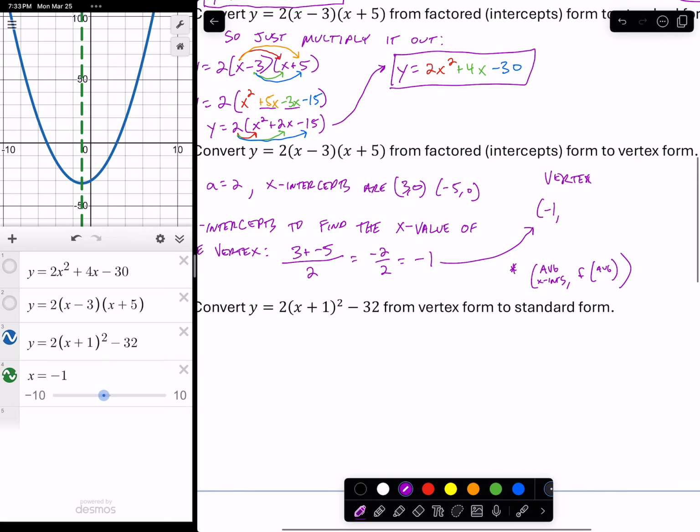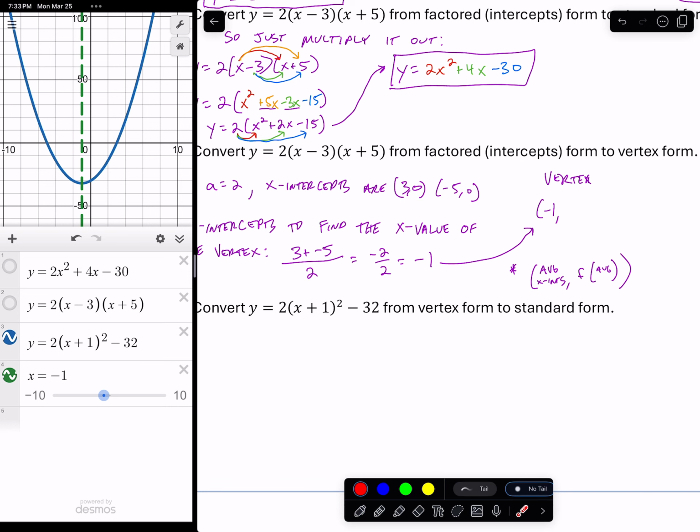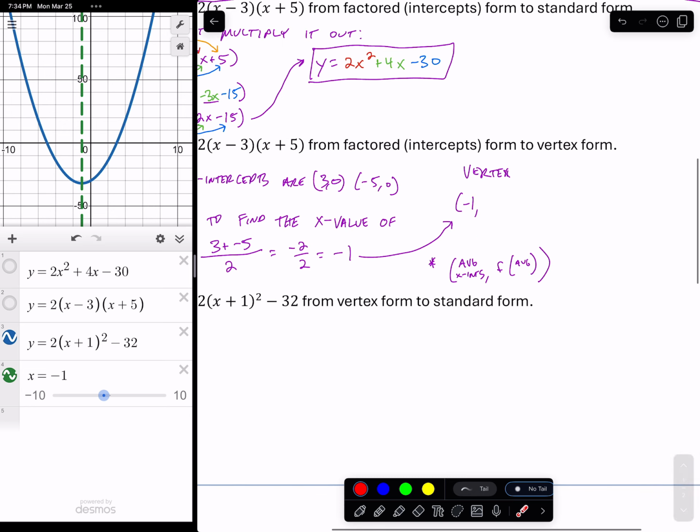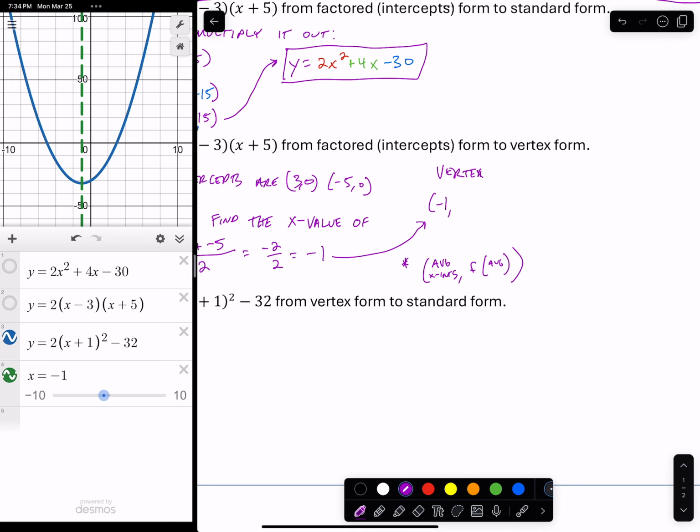So now we're going to plug -1 back into this equation. There are 2 spots for x here, so we're going to plug that -1 in both spots. Be careful here: we're not adding the results together. Remember, we're multiplying 2 times the result of this number times the result of that number. So let's go ahead and do that. We have y equals, and we're plugging in -1 for x: -1 minus 3 times -1 plus 5.